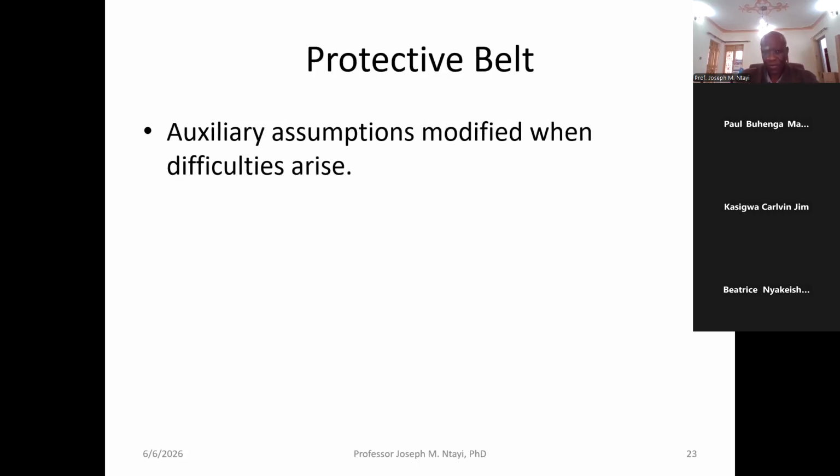Now, when we go to the protective belt, ladies and gentlemen, the protective belt consists of what we call auxiliary assumptions and even auxiliary hypotheses, auxiliary methods, auxiliary concepts, auxiliary conditions, that can easily be adjusted when evidence creates difficulties. So when new evidence emerges in that particular area and seems to contradict the earlier knowledge we know, creating what we call an intellectual crisis in that area, we simply modify those particular assumptions and methods.